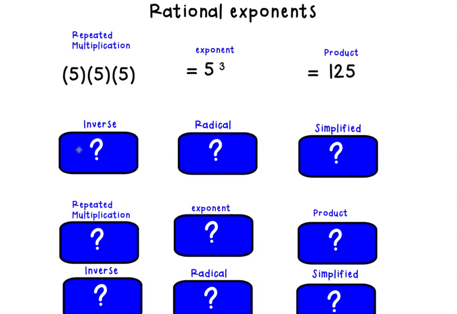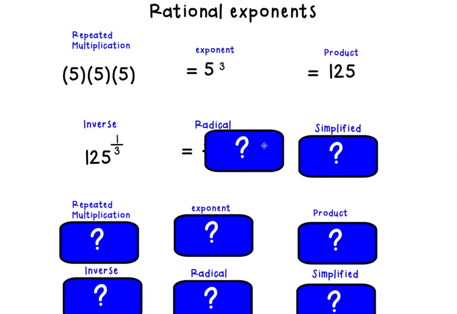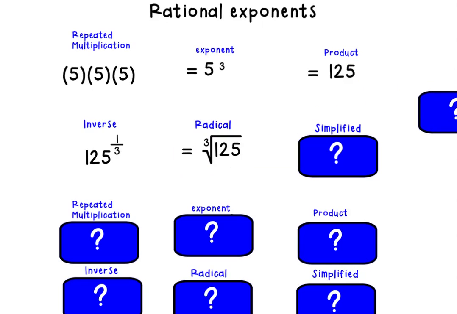So the inverse of that would then be saying I want to take this 125 and raise that to the 1/3 power. So what I'm really doing is finding the cube root of 125. The index is the 3, so that means I want to find the cube root.